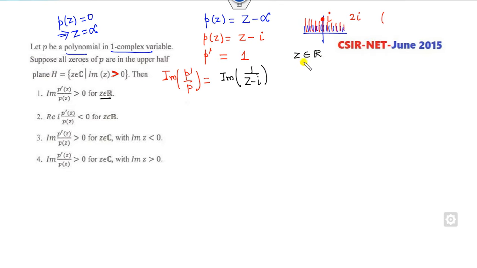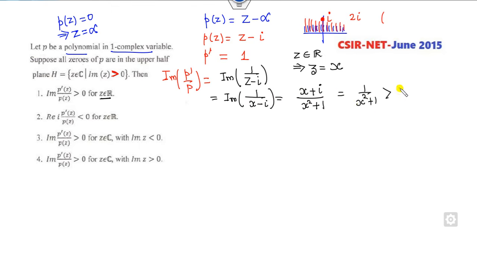Okay, so if z is in R, what is the meaning of that? I can simply take z as x. Fine. So what is that? It is the imaginary part of 1 over x minus iota. If you solve it, it is x plus iota divided by x square plus 1. So what is the imaginary component? Imaginary component is 1 over x square plus 1, and clearly it is greater than 0 for all x. It means the first option is the correct option.